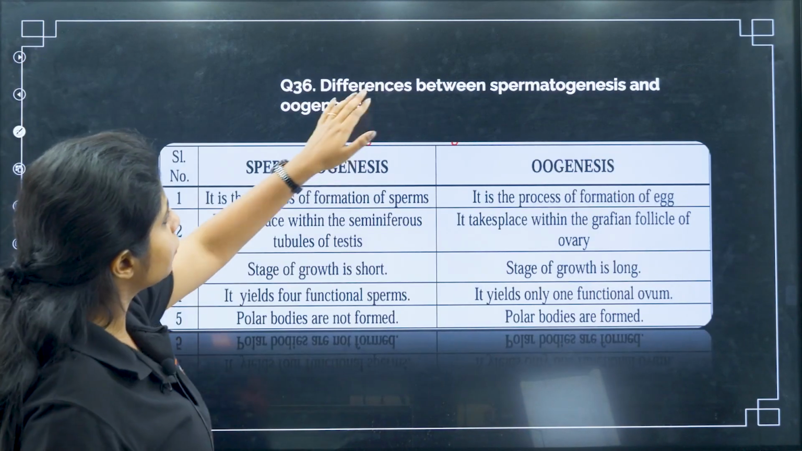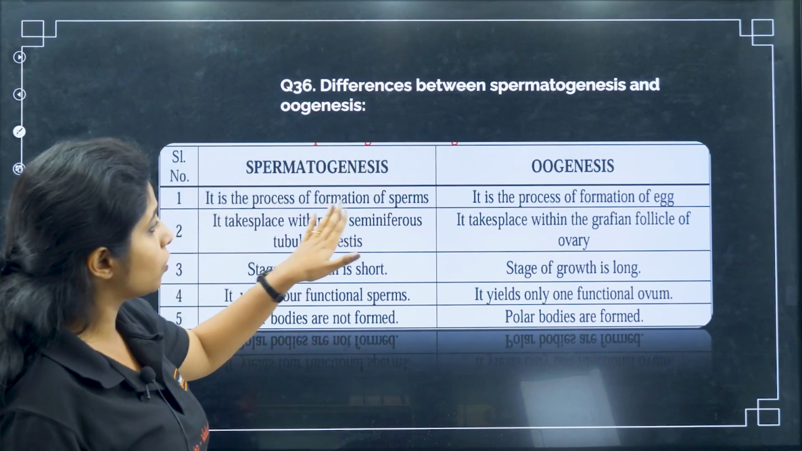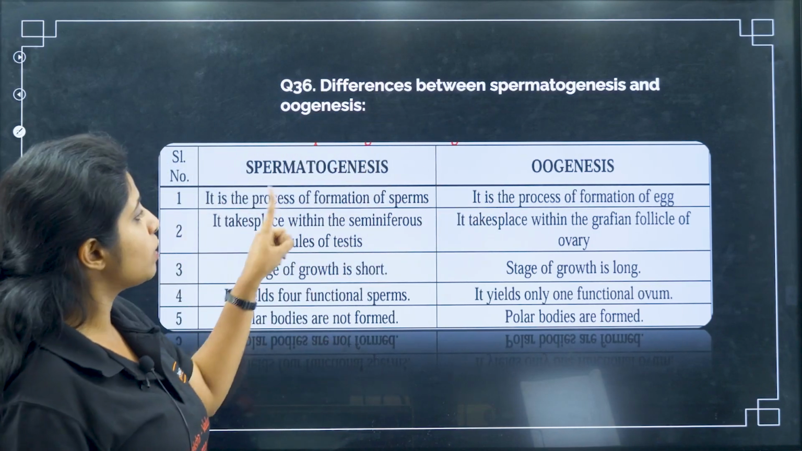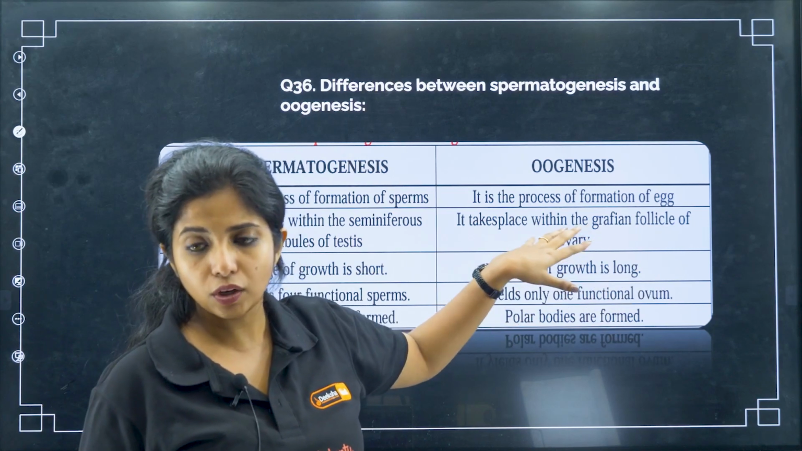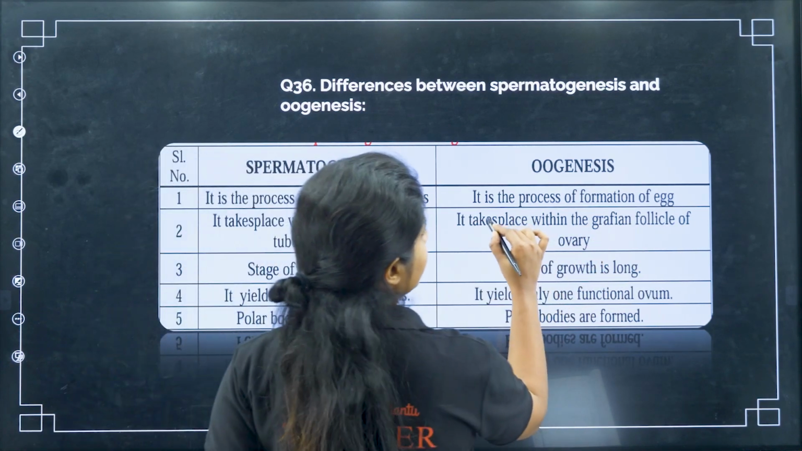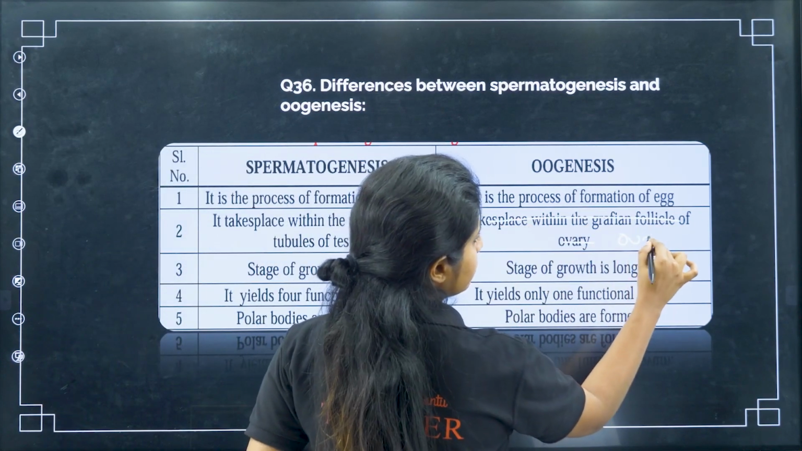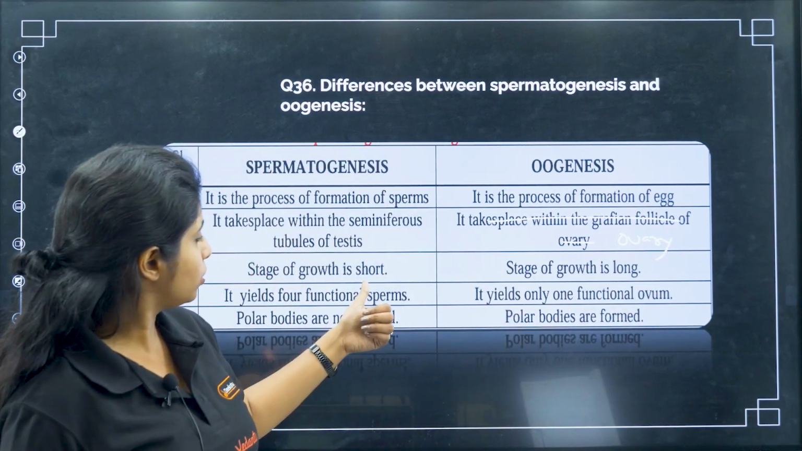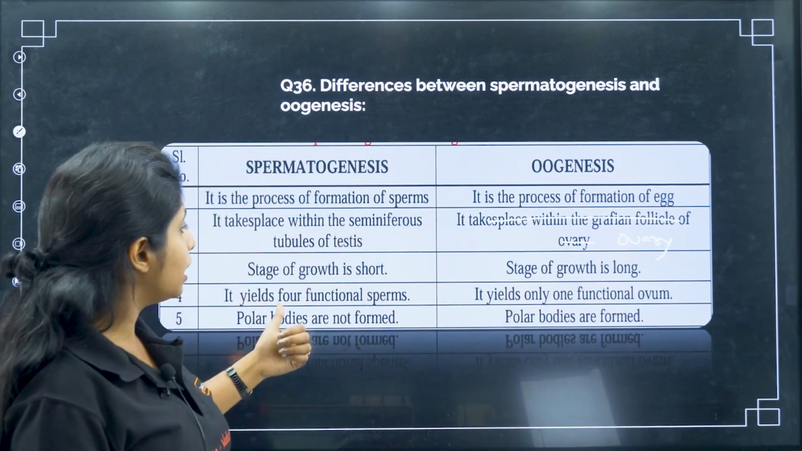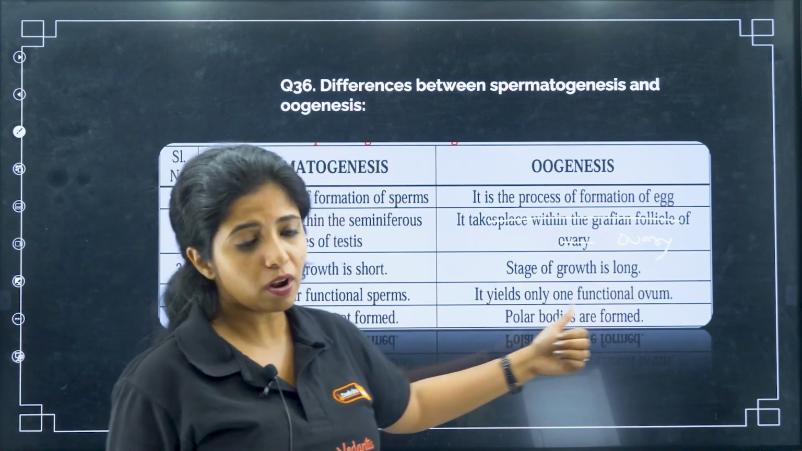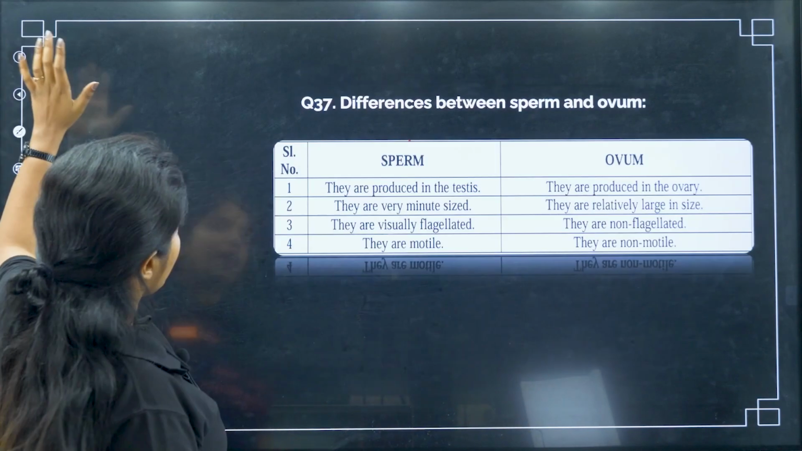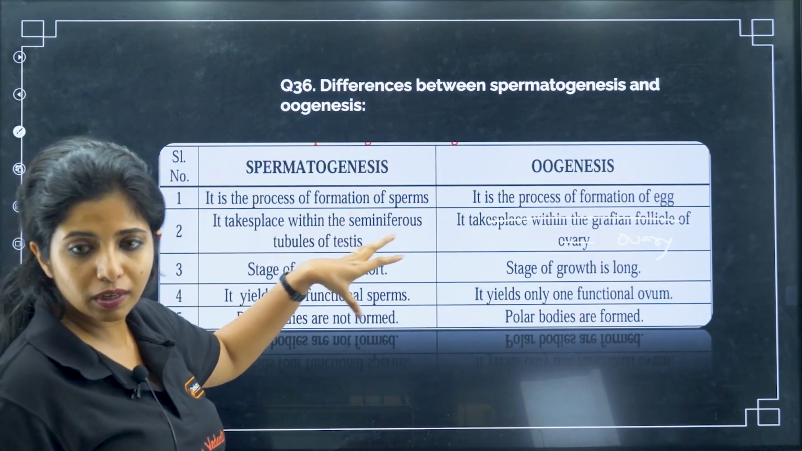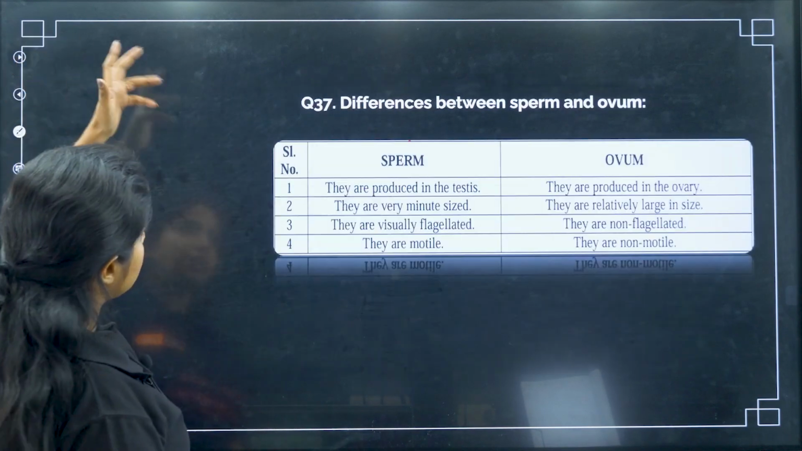Okay, going ahead, differentiate between spermatogenesis and oogenesis. Spermatogenesis is the process of formation of sperms. There you get egg. It takes place within the seminiferous tubules. There it takes place within the ovary. Okay, that's enough. Stage of growth is short, stages of growth is long. It yields 4 functional sperm. At the end you get only 1 functional ovum. Polar bodies are not formed. Here polar bodies would be formed. Okay, and it starts at puberty. It starts at the fetal stage only.